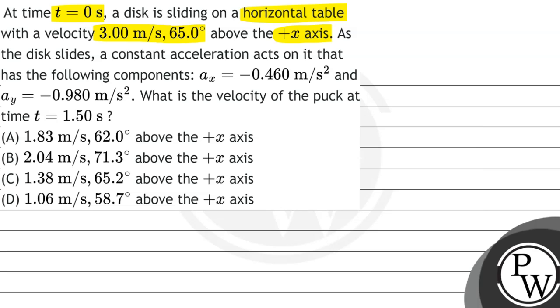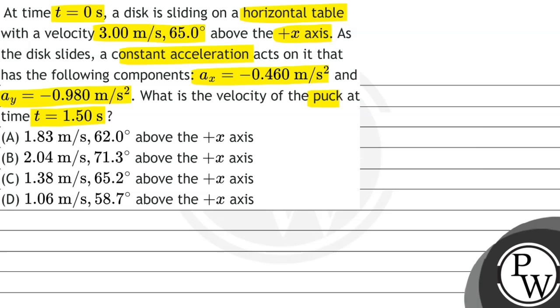As the disk slides, a constant acceleration acts on it that has the following components. Acceleration in x equals minus 0.46 meter per second square, and acceleration in y direction equals 0.98 meter per second square. What is the velocity of the puck at time t equals 1.5 seconds?